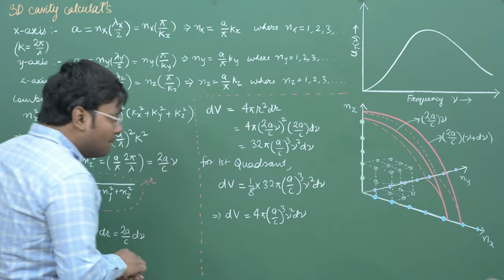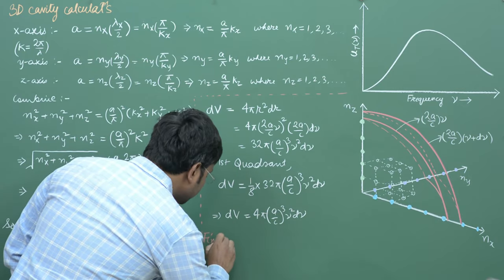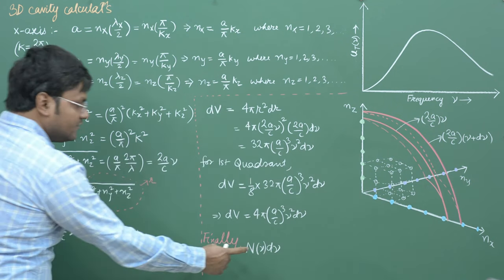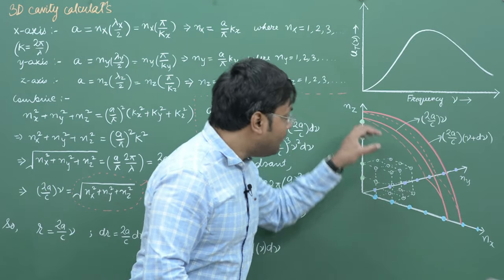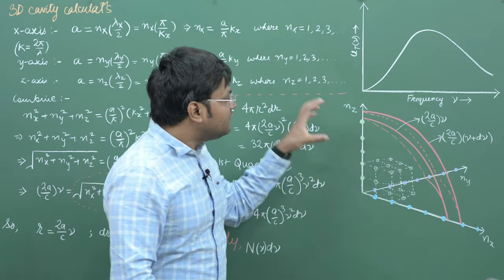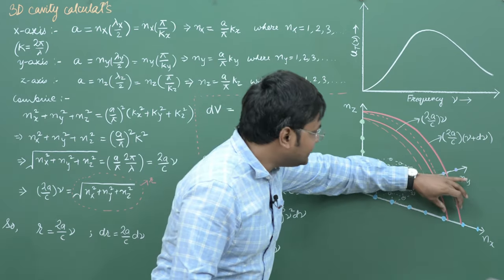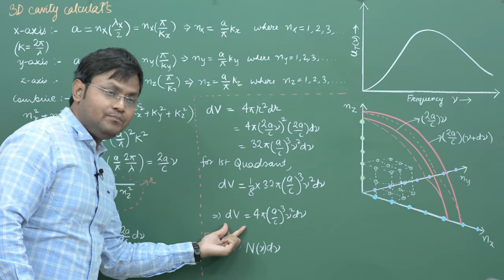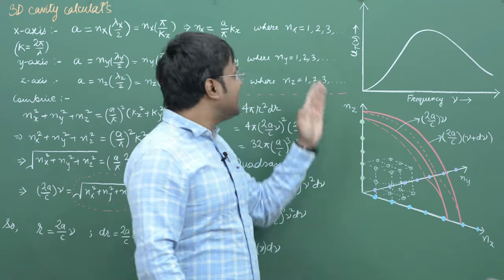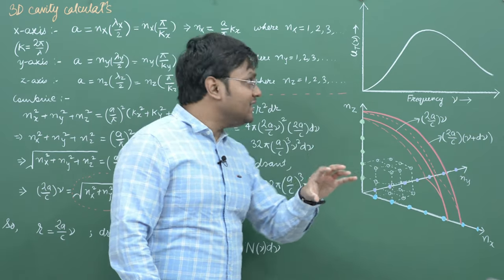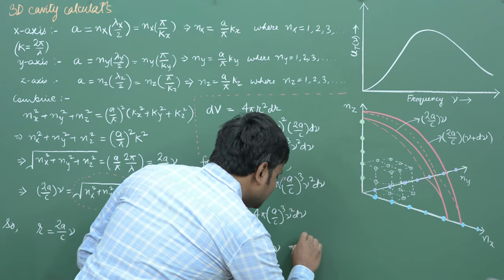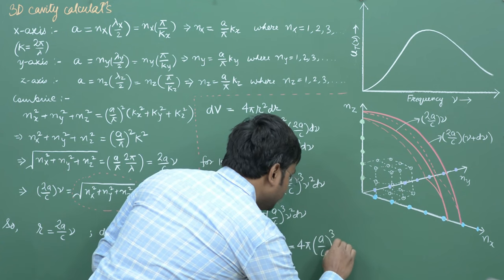So now, what is finally the number of standing wave patterns in a given frequency interval? Finally, the number of standing wave patterns in a given frequency interval is equal to the number of these points corresponding to integers of nx, ny, nz in this shell volume. So the number of points corresponding to positive integers of nx, ny, nz in this shell volume is equal to the volume of the shell in the first quadrant times the density of these points. Now, the density of these points is what? 1, because they are all going in increments of 1. So the density is equal to 1. So the density times the volume, density is equal to 1. So this is essentially equal to exactly this value, 4 pi a upon c cube nu square d nu.